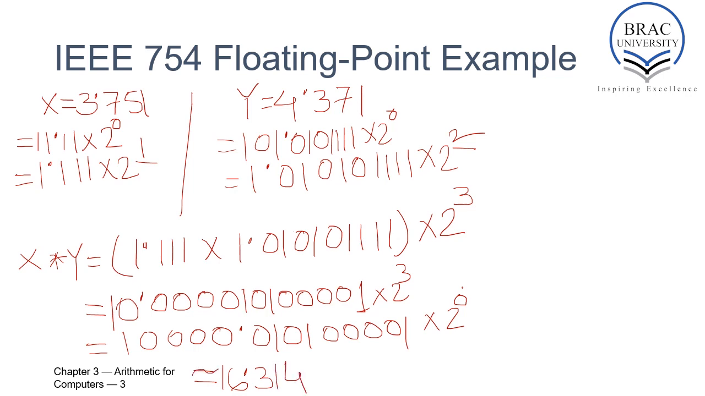This is the equivalent value, and the actual value that we get with regular multiplication of x and y would be 16.396. So we can see that both the results are almost similar.